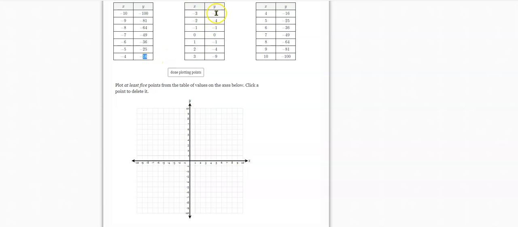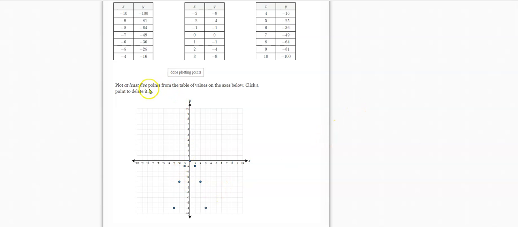So let's start with negative 3, negative 9. From the origin, I'll plot negative 3, negative 9. Then I'll plot the next value in the table here, negative 2, negative 4, negative 1, negative 1, 0, 0, 1, negative 1, 2, negative 4, 3, negative 9.